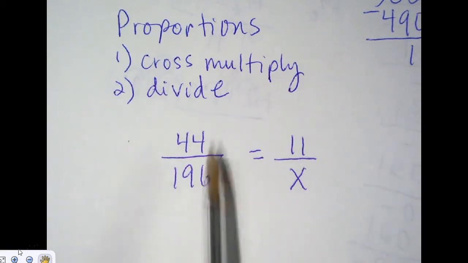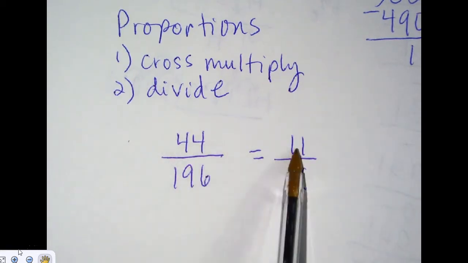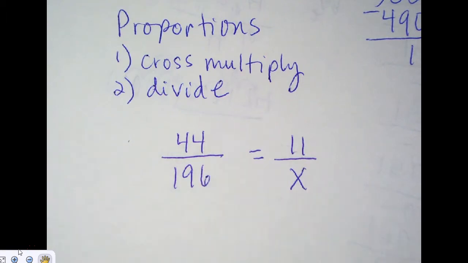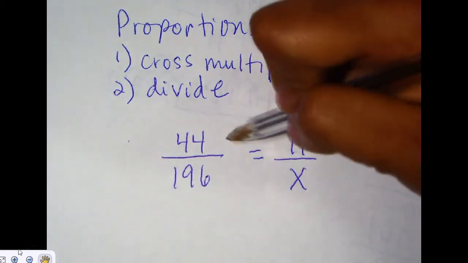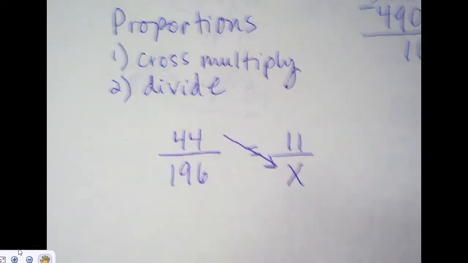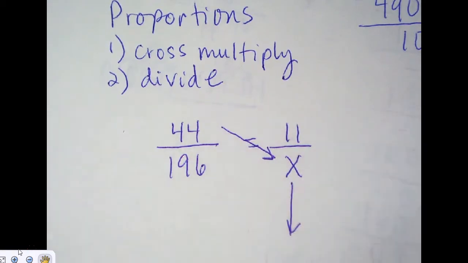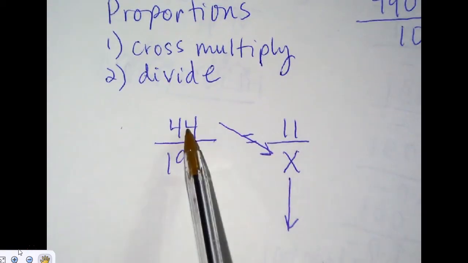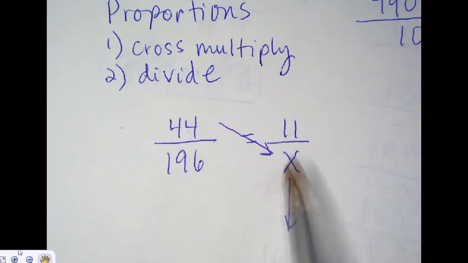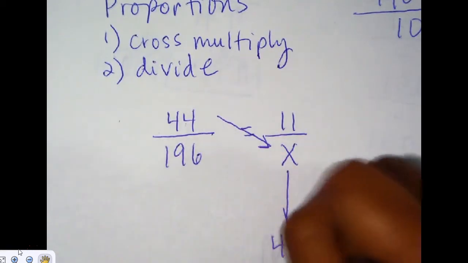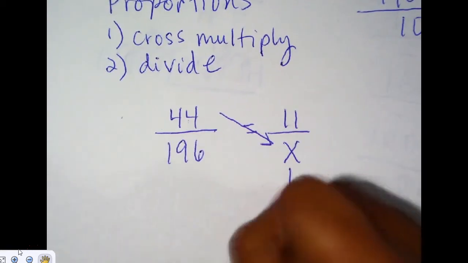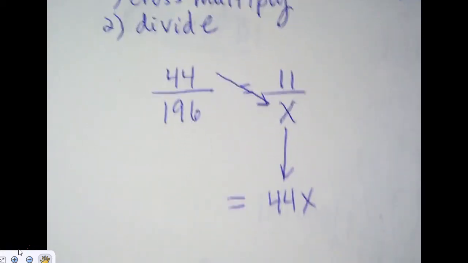All right, so I'm going to cross multiply, not multiply across like we do with fractions. We're going to cross multiply. So I'm going to come this way and cross multiply, and then I drop my answer down. So 44 times x is 44x. You just marry them together. Put your equal sign because we have an equation that we're solving.